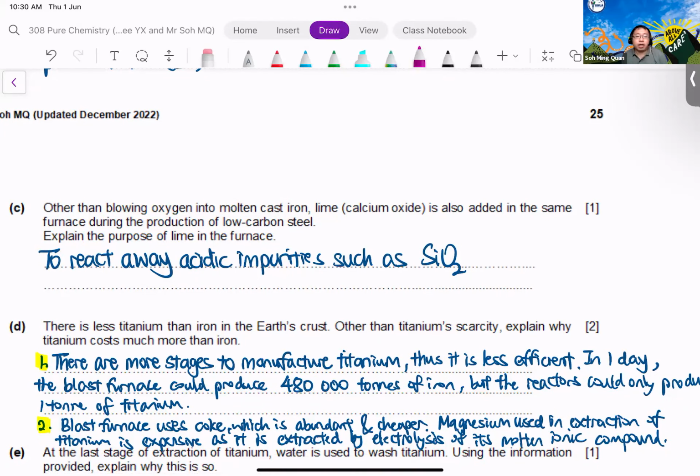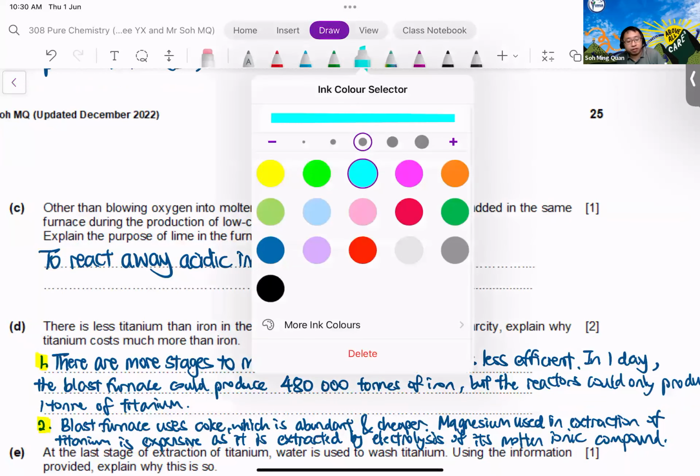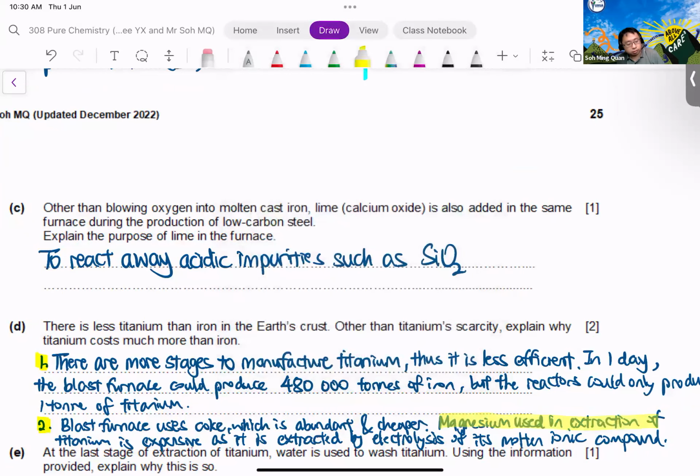Okay. Now, this one is important. You should know by now, if you need a very reactive metal to extract another metal, the reactive metal is very expensive because it's extracted by electrolysis. So whenever you need sodium or magnesium or calcium to extract another metal, that makes the metal very expensive. Because sodium, magnesium, calcium itself are expensive. Just to buy 10 grams of magnesium will cost a lot of money.